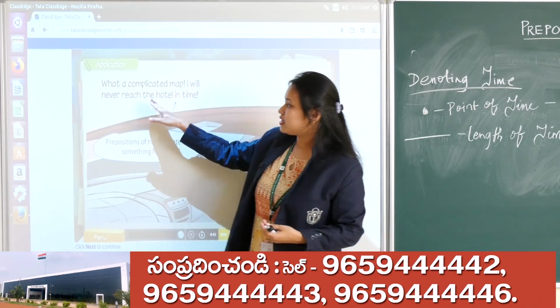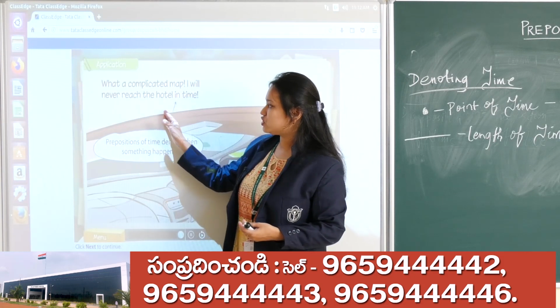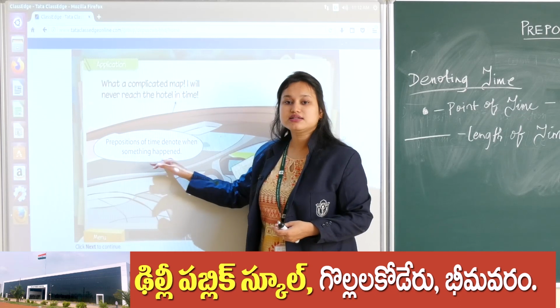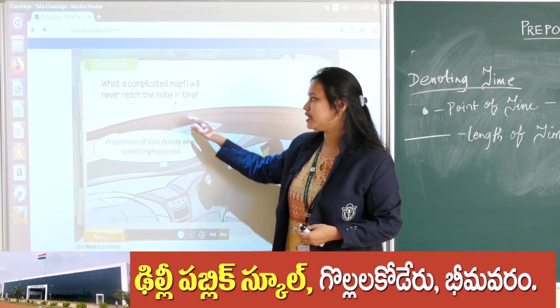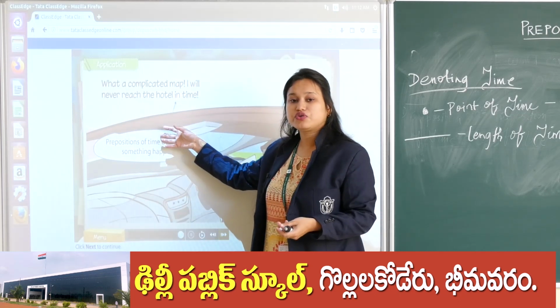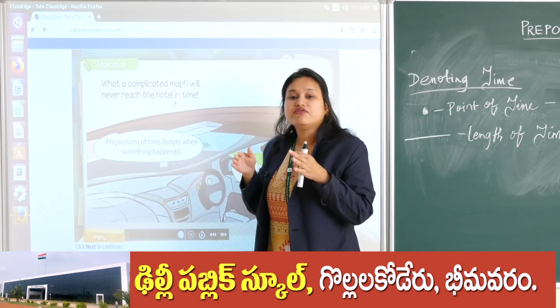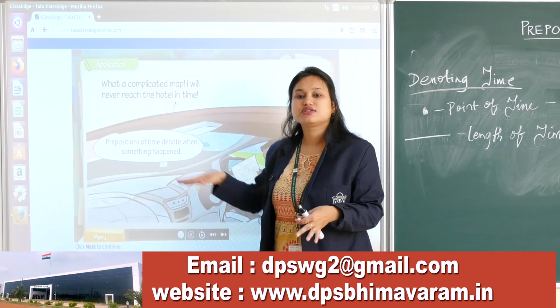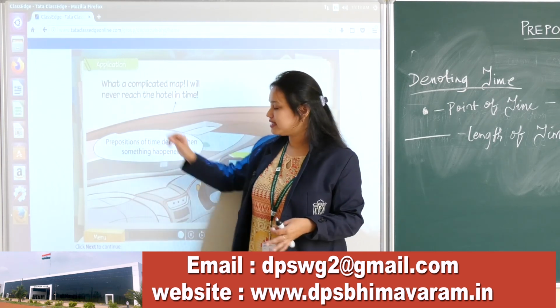Okay. What a complicated map. I will never reach the hotel in time. Preposition of time is denoted something happened, when something happened. Okay. I'll never reach the hotel in time means within the stipulated time I will not reach the hotel. Okay. That's why it is a preposition of time here.